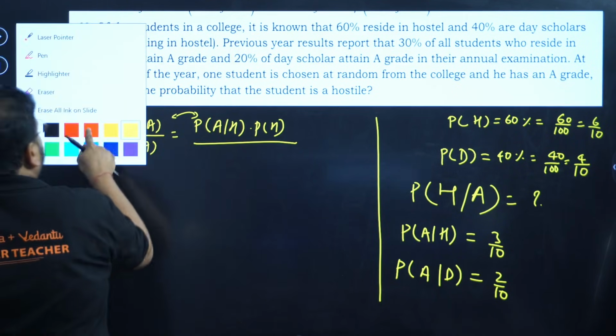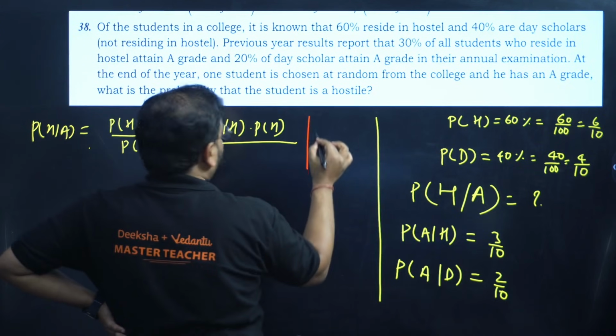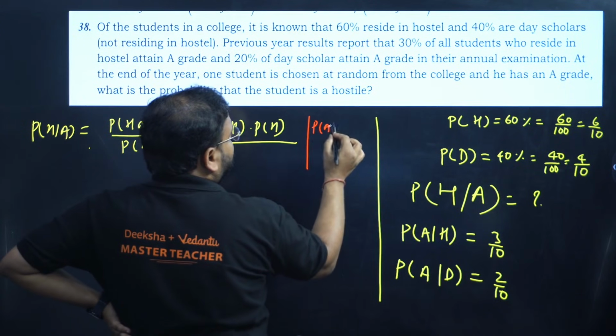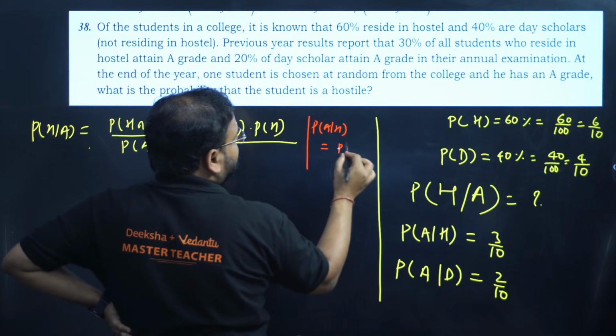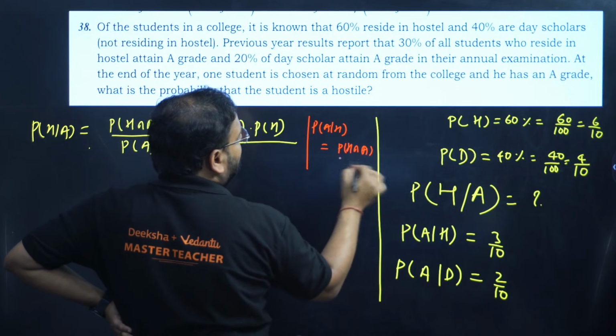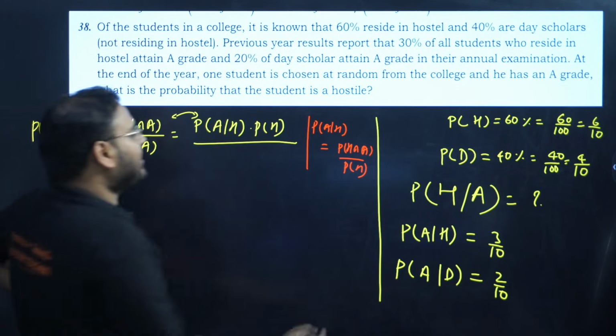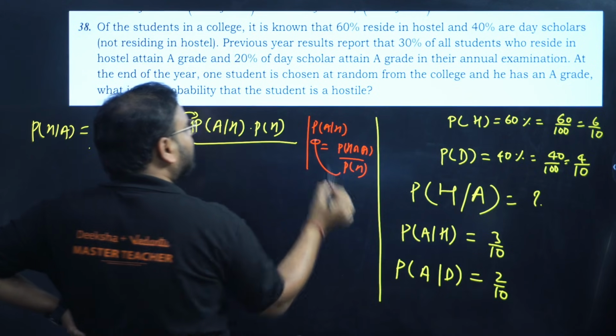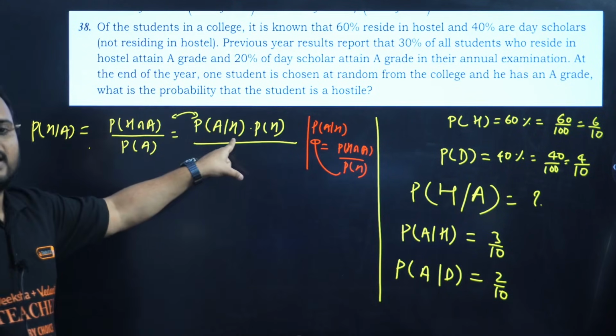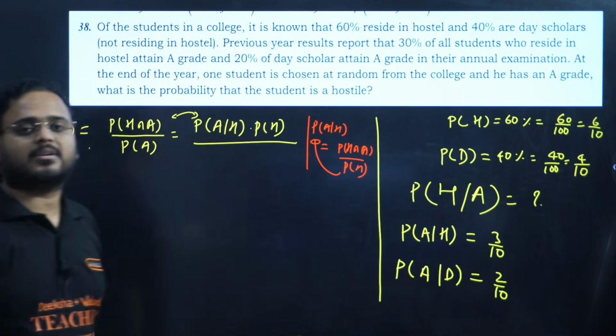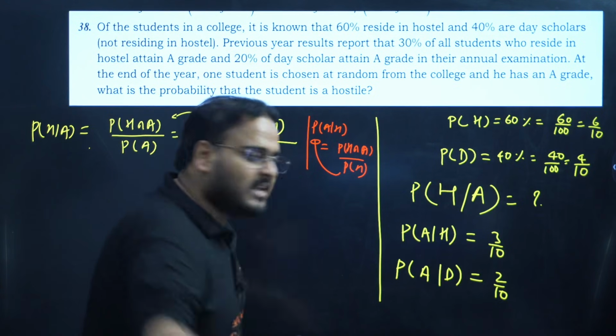Some of you are confused. One hint: write the formula of P(A|H). P(H intersection A) upon what? P(H), no. So if you find H intersection A, you'll get P(H) multiplied by what? P(A|H). I have written the same thing in the numerator. Nothing different. Making sense? Yes.